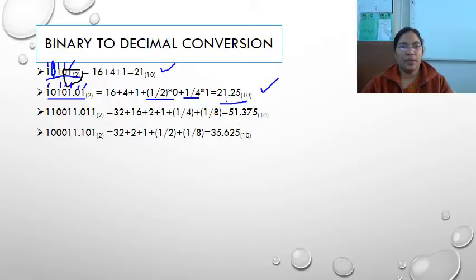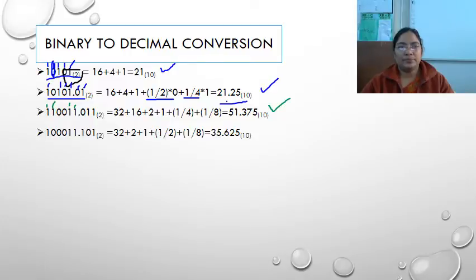Now let's see one more example. 110011.011 base 2. So here this is 1's place, 2's place, 4's place, 8's place, 16's place, 32's place. So 32 plus 16 plus 2 plus 1 plus, this is 2 to the power of minus 1, that is 1 by 2, 2 to the power of minus 2, that is 1 by 4, 2 to the power of minus 3, that is 1 by 8. How much is it? 51.375.